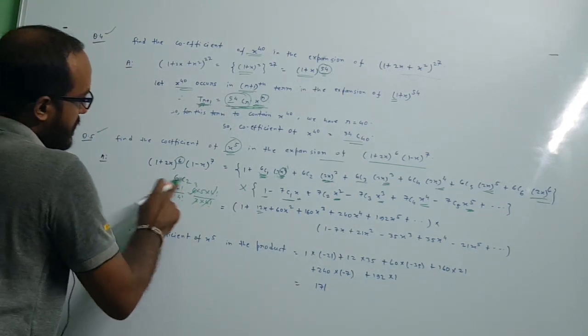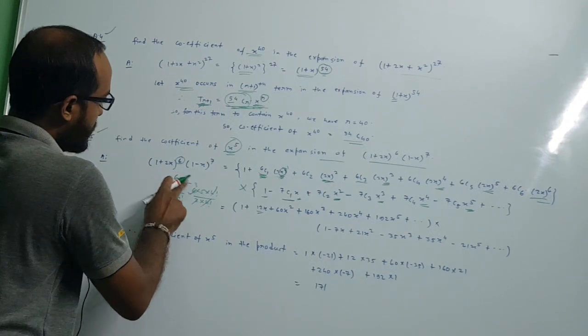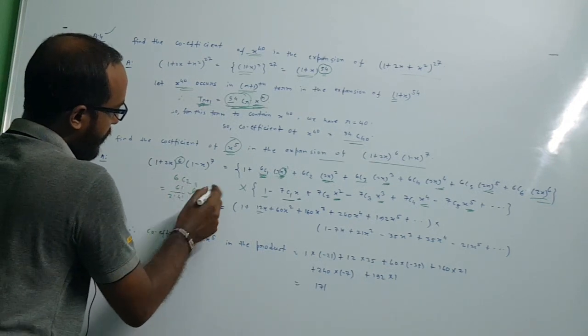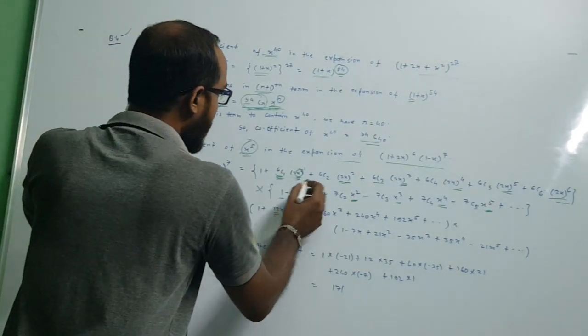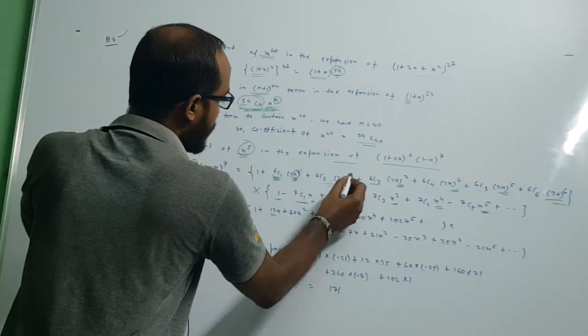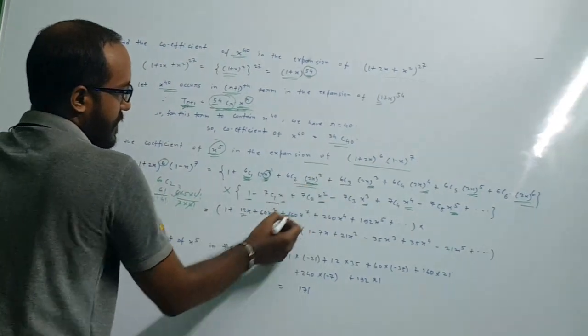Let us see it again. 6 factorial by 2 factorial into 6 minus 2, that is 4 factorial. 6, 5, 4 factorial, 4 factorial gets cancelled out. 2, 3, 15. Okay, 15. And in the third term we have 2 square. Okay, 15 multiplied by 4, that is 60.